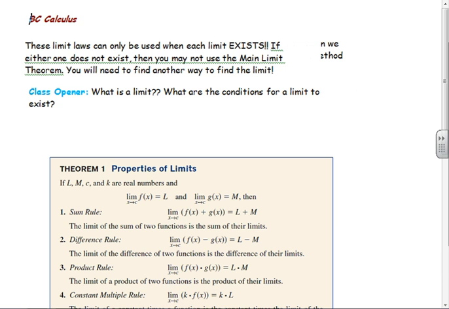As x gets near a value, then it's the y coordinate. It's because it's the limit as x approaches c. It says so. It's the same. This is just better.